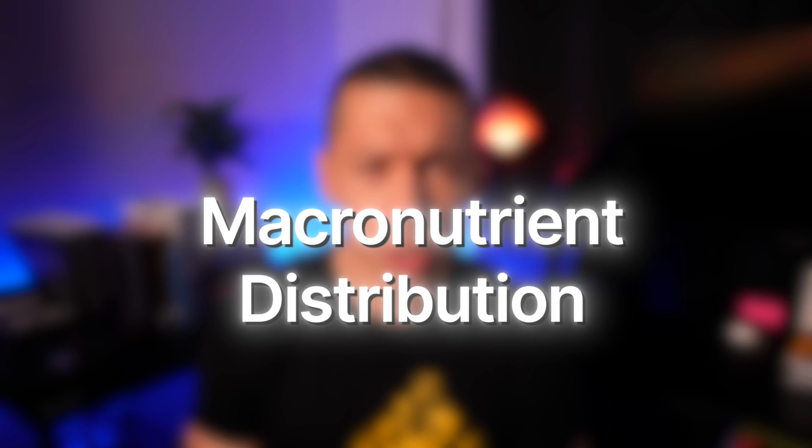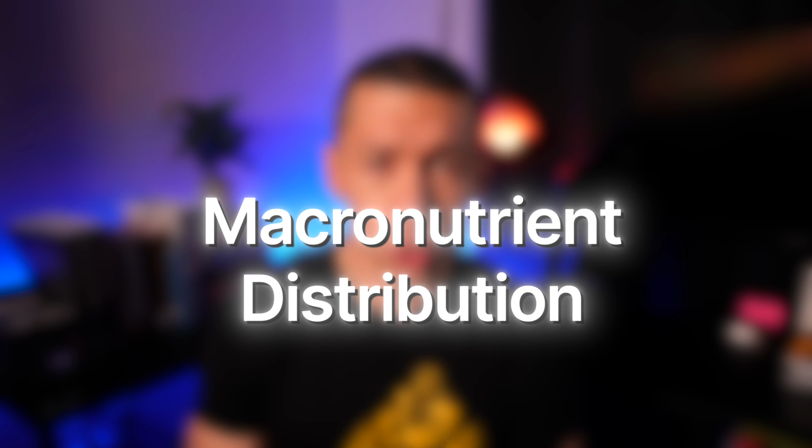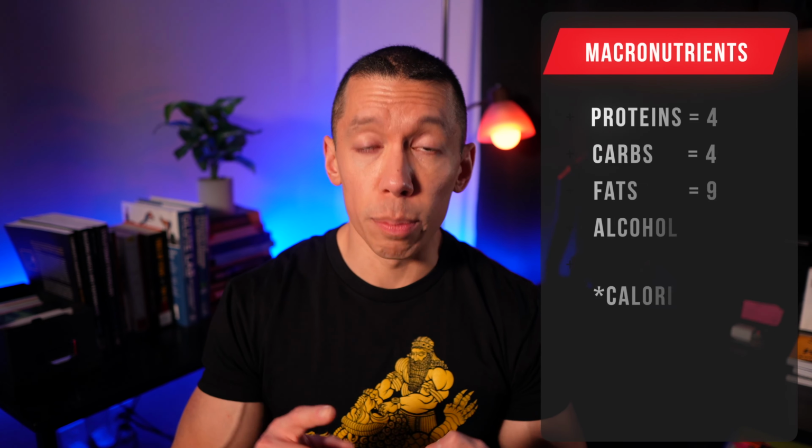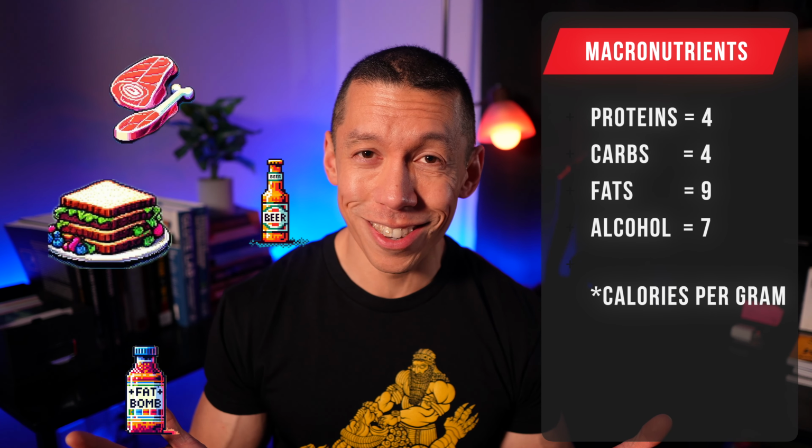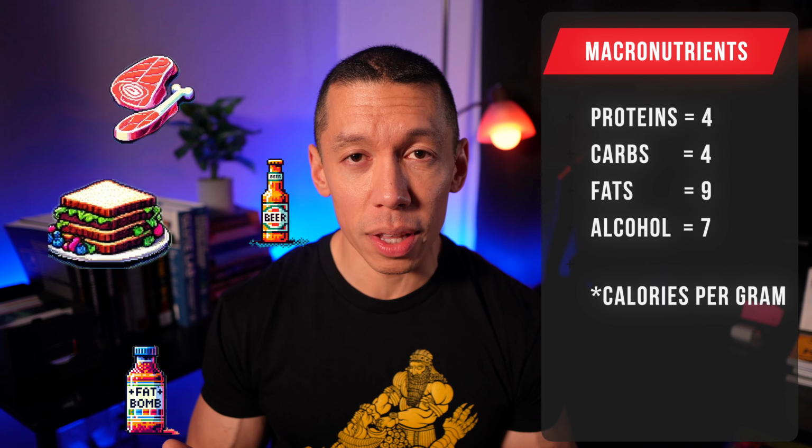The next thing we want to focus on is macronutrient distribution. So we have our 3,500 calories, and then we want to start looking at the macros. I think a lot of you are probably familiar with the macros, but let's just review. So you've got proteins, carbohydrates, fats, and alcohol. Not that any of us drink or anything like that, but alcohol's in there.